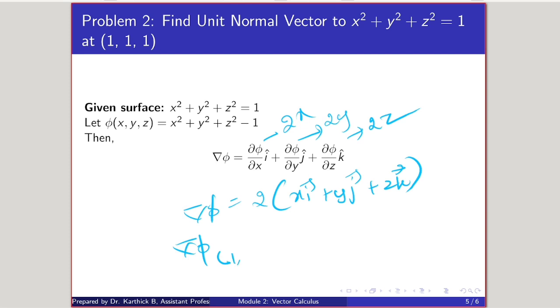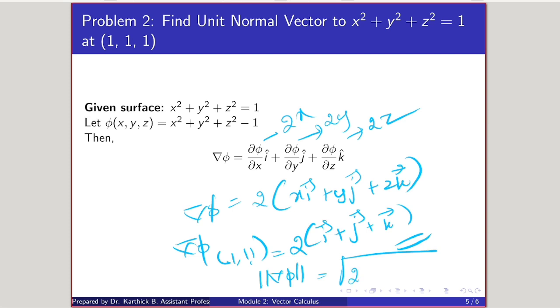Gradient phi at the point (1, 1, 1) will be 2 into i vector plus j vector plus k vector. This will be the gradient phi at the point. If I find the norm of gradient phi, it will be 2 square plus 2 square plus 2 square, so 4 plus 4 plus 4, which is 12. The square root of 12 is the norm of gradient phi.